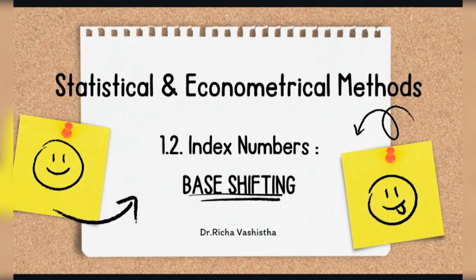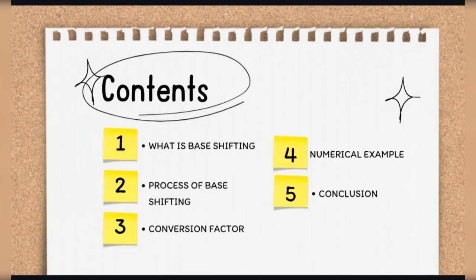Okay, so here's the third tutorial video dealing with the same topic, index number, under the Statistical and Econometrical Methods series, where we are going to study and understand what is base shifting, meaning what happens and why we shift the base year if we need to see the changes. So this is all we're going to study here. This is the list of contents.